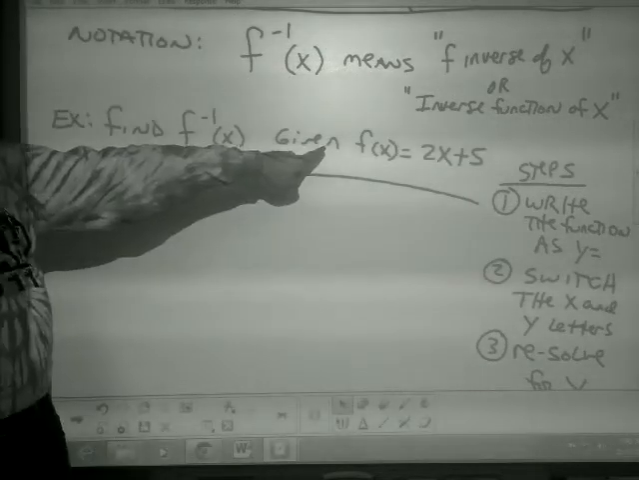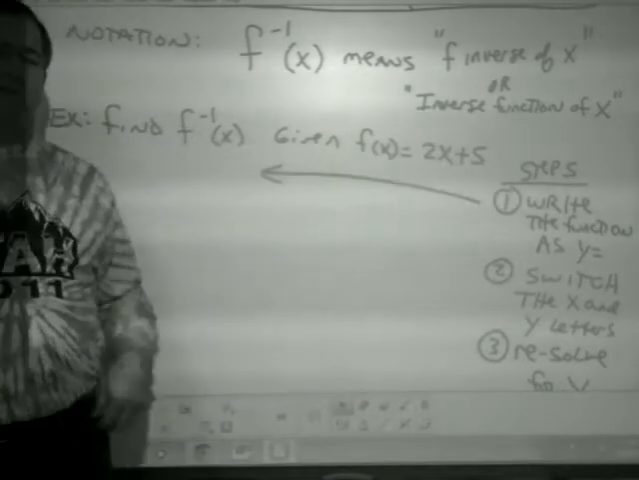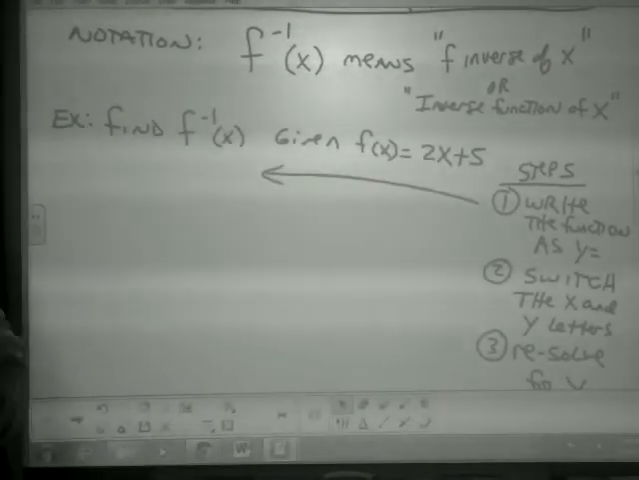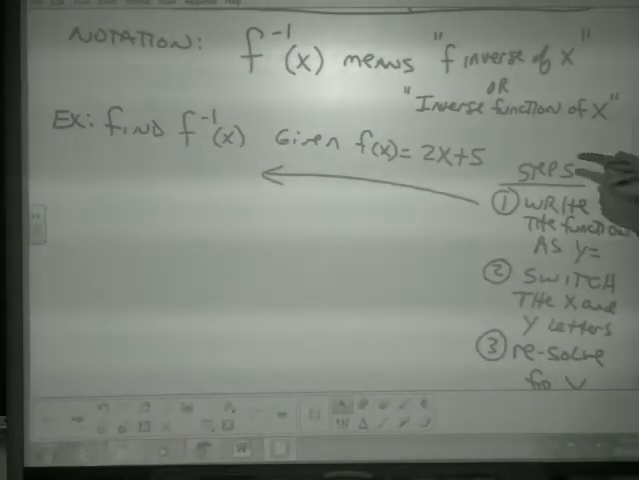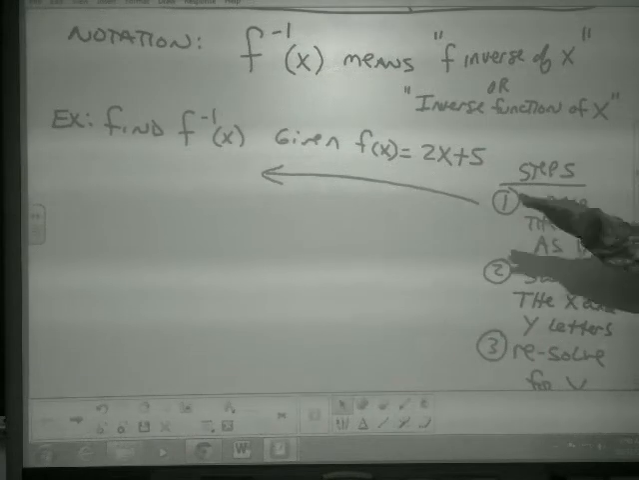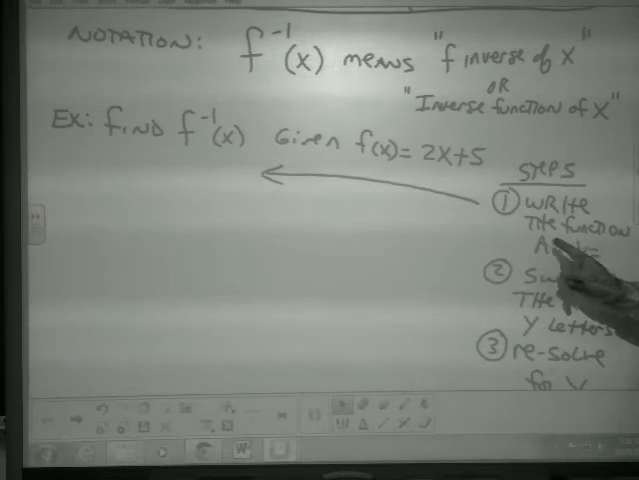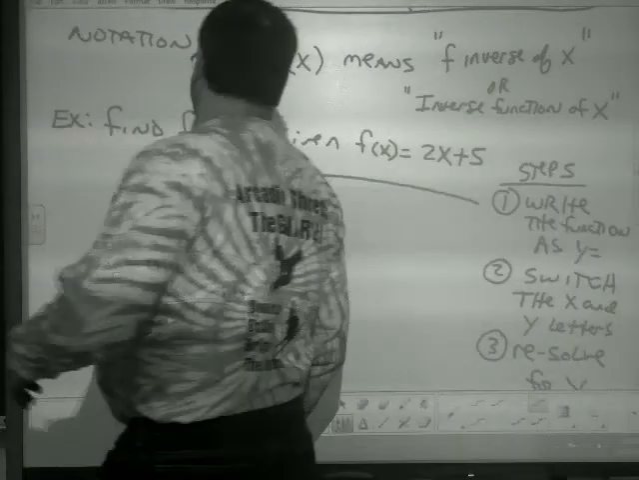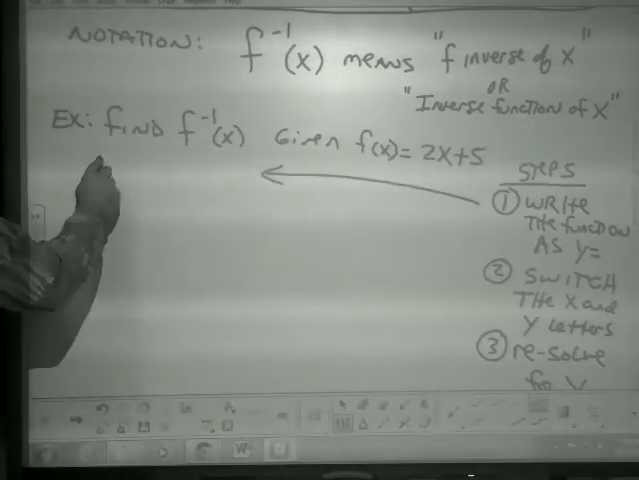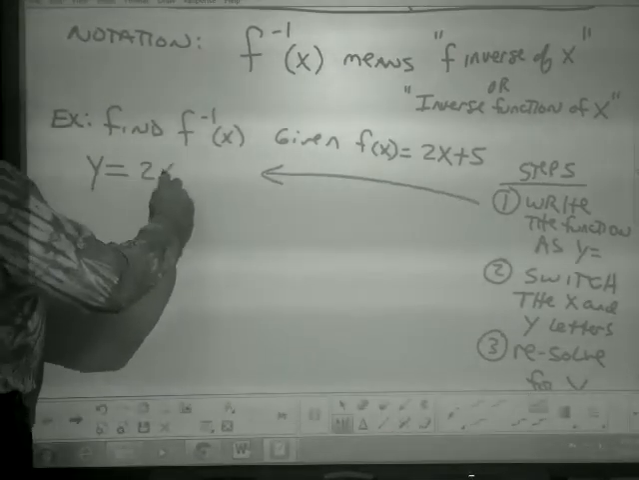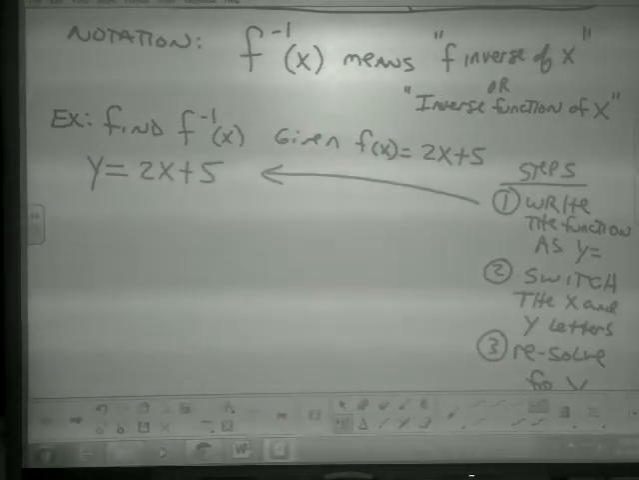If I'm given some initial function, f of x equals 2x plus 5, that's given to me. Find f inverse. Well, here are the steps that we have to follow. It's a process that you have to do. First thing, write the function as y equals. So you need to write it in y equals form. So I'm going to rewrite it as y equals 2x plus 5. I need it to say y equals so I can do step number 2.